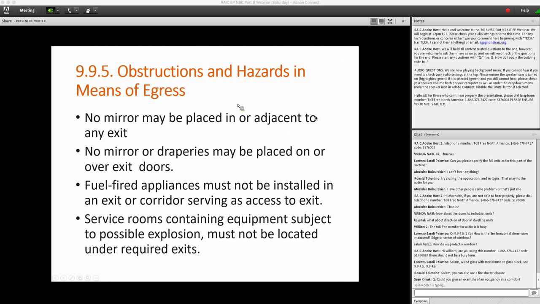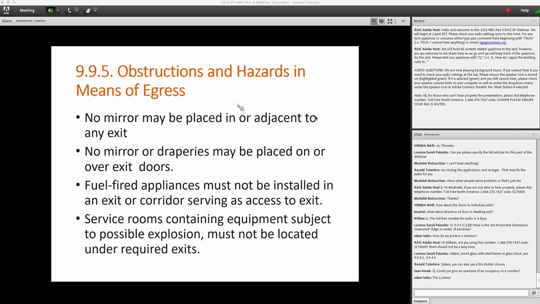There are also some restrictions on, for instance, the items that you can have in an exit. The first thing is that no mirror may be placed adjacent to any exit. You can also not have any draperies or, again, mirrors near the exit, and you can also not install a fuel-fired appliance in an exit or a corridor serving as an access to exit, because a fuel-fired appliance can be a source of a fire within a building, and the exit is required to be the safest portion in the building.